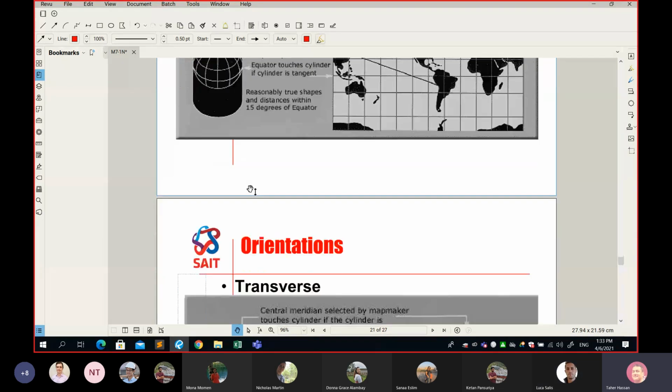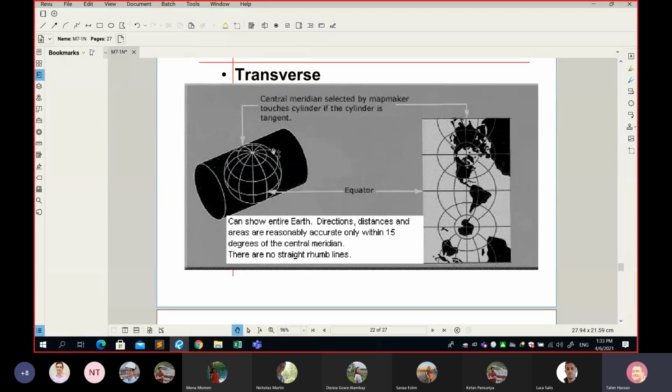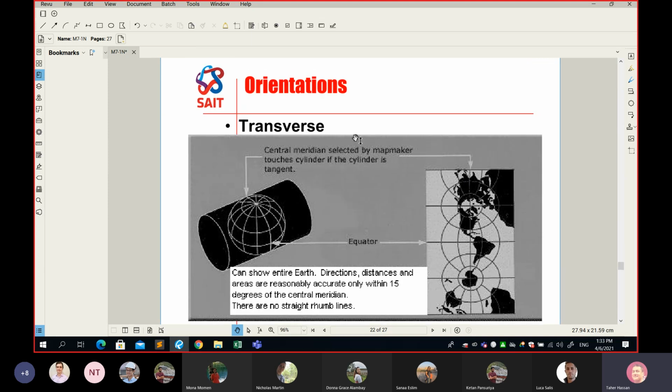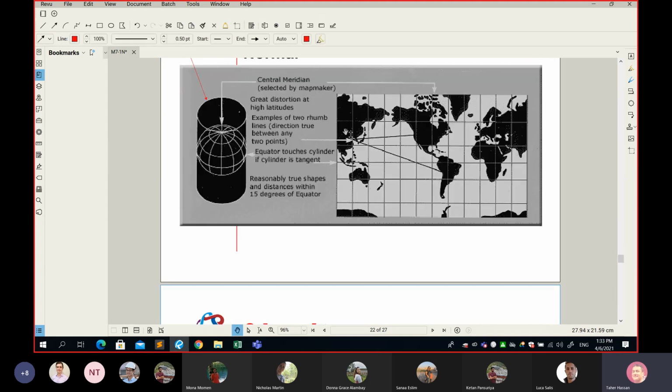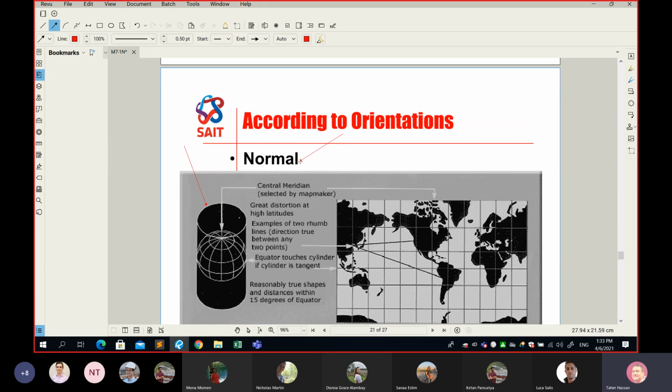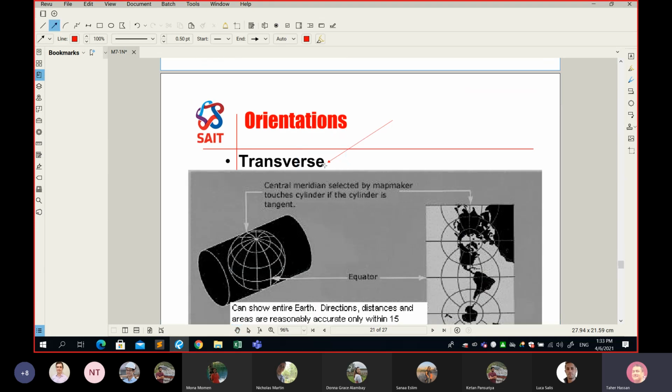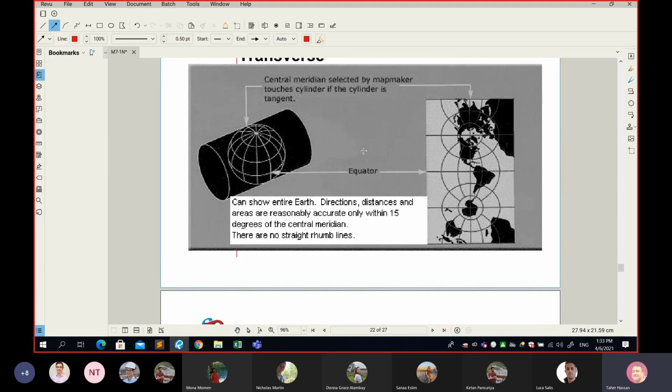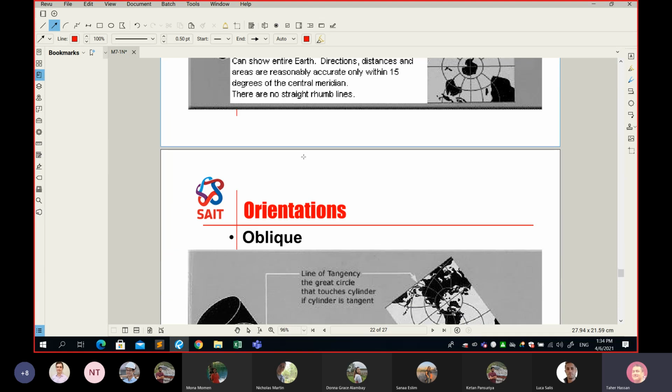Yes. Okay, what if we rotate the axis of the cylinder 90 degrees? We take a cylinder, but instead of touching the cylinder on the equator, we turn it 90 degrees. What we get is a projection called transverse, not normal. So this one is called normal cylindrical, and this one is called transverse cylindrical. And this will be our discussion today.